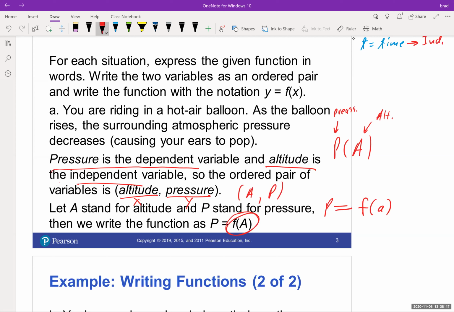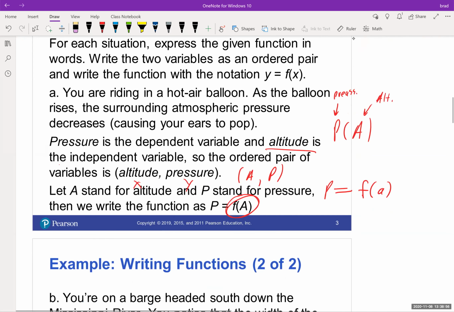Some people get confused and they just always want to use X and Y, and that's okay, but then you're kind of limiting yourself, okay? So let's go on down to here.